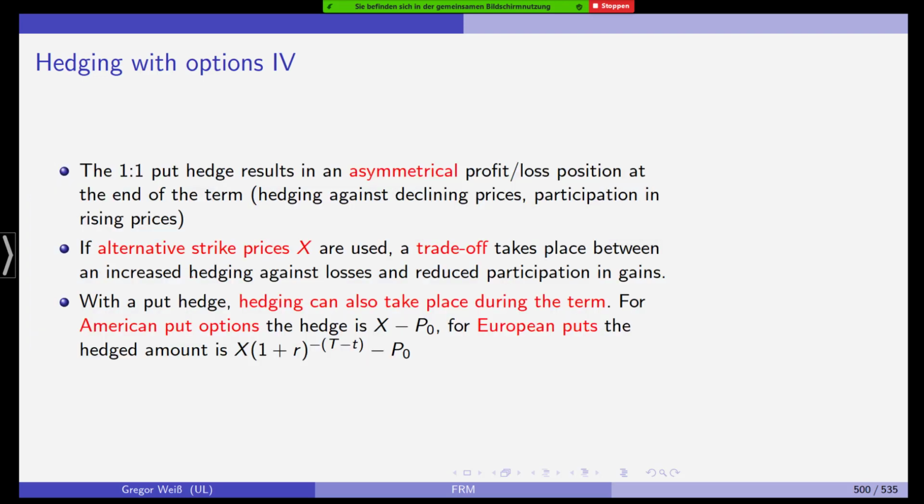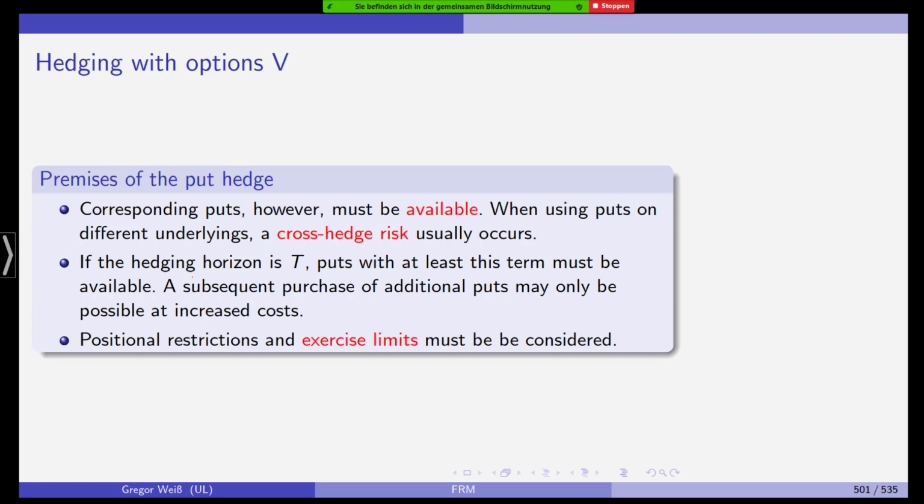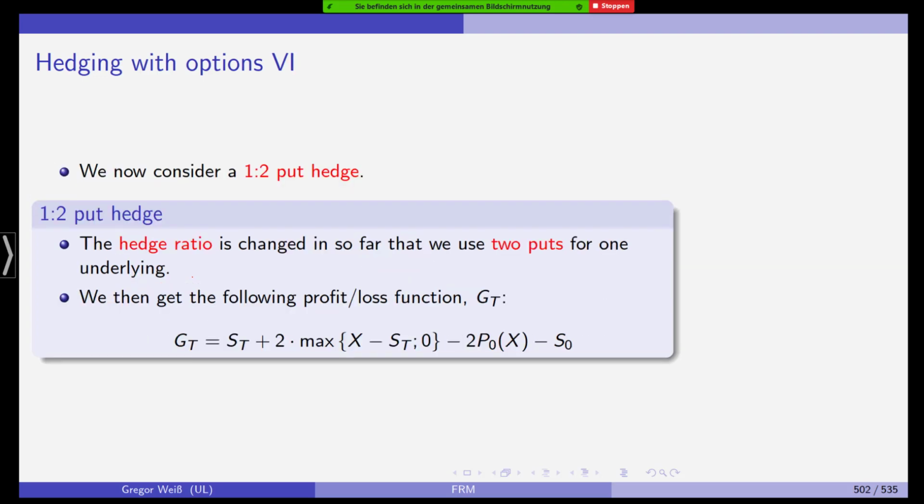So if I say, well, I have an underlying and I want to do a one-to-one put hedge, this means that the put hedge is possible from a legal standpoint, it's possible from a regulatory standpoint, and it's possible based on the availability of option contracts, and you don't have a cross-hedge risk. Okay. Now let's take this to the next level, the 1-to-2 put hedge. So we change the hedge ratio and we're using 2 puts for 1 underlying.